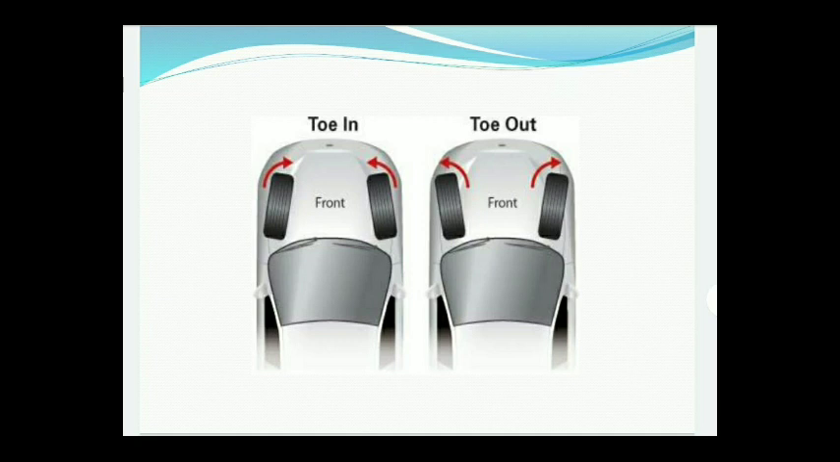The toe in and toe out is shown in the figure. As you can see, in the first figure, the wheels are pointed towards the center line of the vehicle. In the second figure, the wheels are pointed away from the center line of the vehicle. Toe in and toe out are again used to increase the stability of the vehicle while turning and running on the road surface.